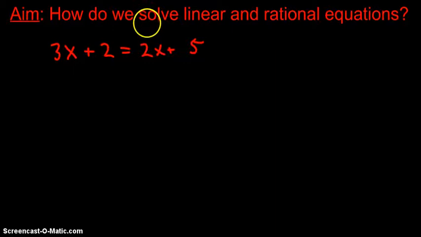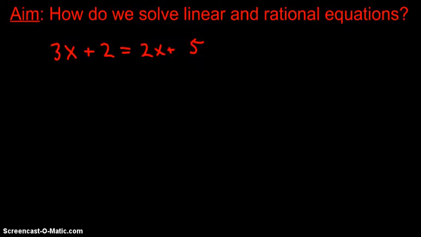So if you threw 3 x's and 2 pennies into some scale, and you threw 2 x's and 5 pennies onto the other side, they're equivalent in value. And they're linear because the highest degree exponent of these two expressions is a 1.